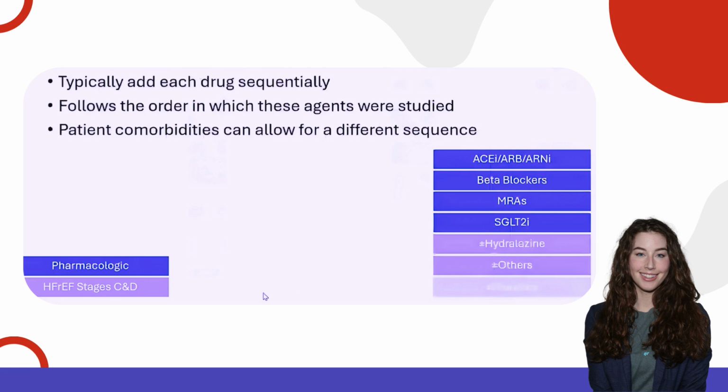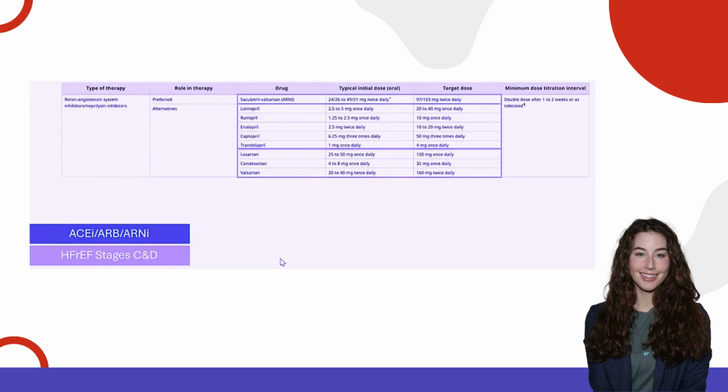So the ARNI, sacubitril, valsartan, beta blockers, MRAs, SGLT2s most recently. Again, potassium, blood pressure, heart failure severity can allow for a different sequence of therapies. And you want to make sure that the patients are at the right therapeutic doses.